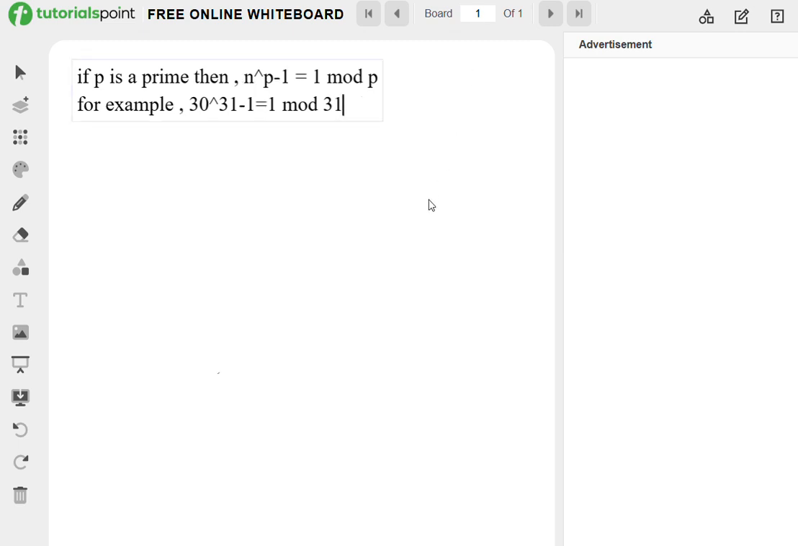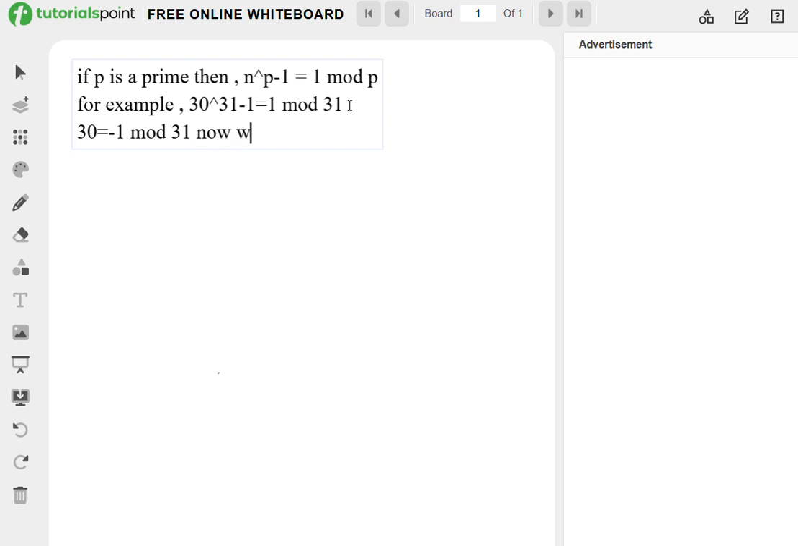Now, if P is a prime, then n to the power P minus 1 will be congruent to 1 mod P. For example, 30 to the power 31 minus 1, which is 30 to the power 30, will always give out a remainder of 1 when divided by 31. This can again be proved. I'll show you the proof of this. 30 to the power 30 is basically congruent to minus 1 mod 31.